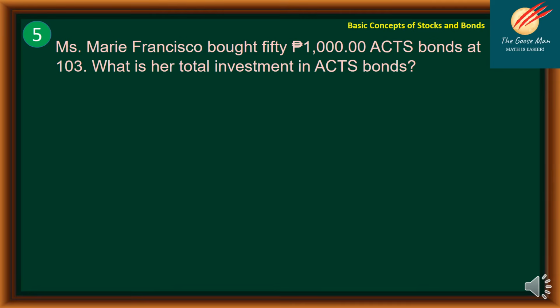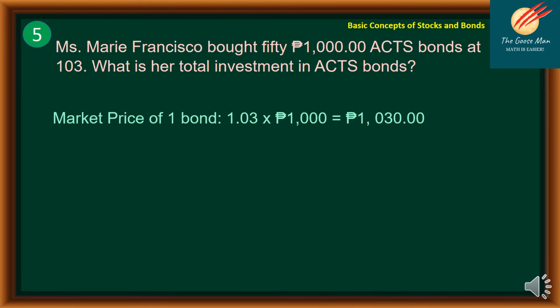So let's move on to problem number 5. Miss Marie Francisco bought 51,000 pesos ACTS bonds at 103. What is her total investment in ACTS bonds? So first, let's identify the market price of one bond, which is actually 1.03. Why 1.03? Take note that we have 103 here. It means that it is more than 100.